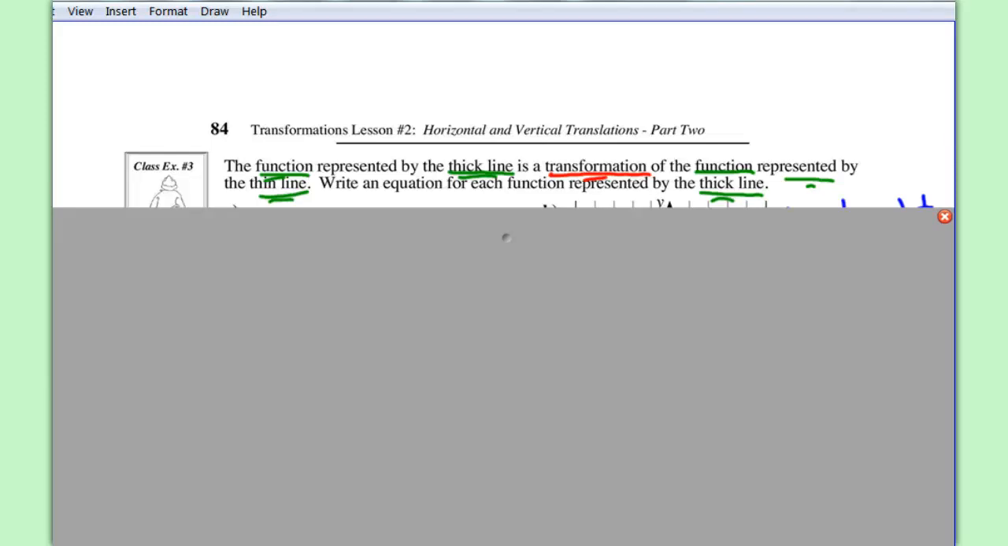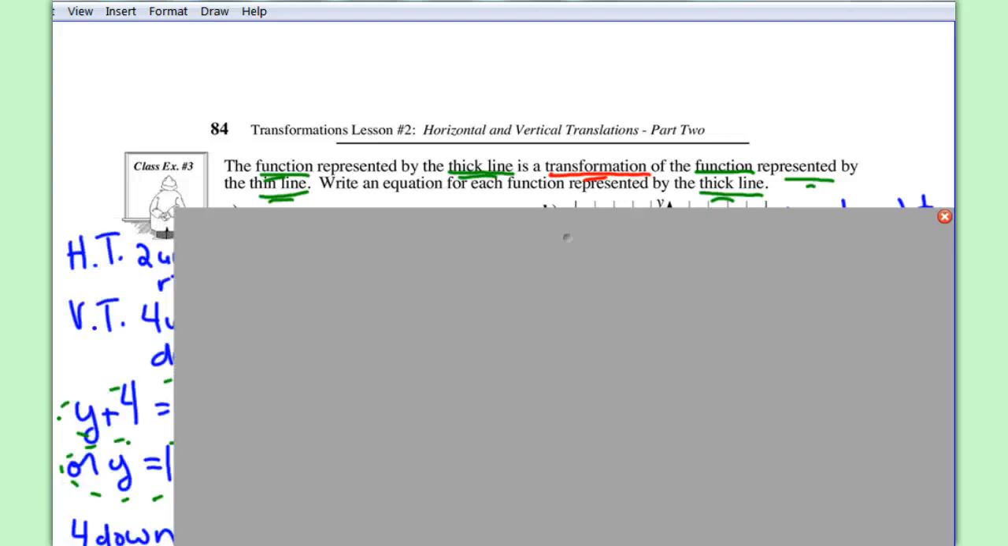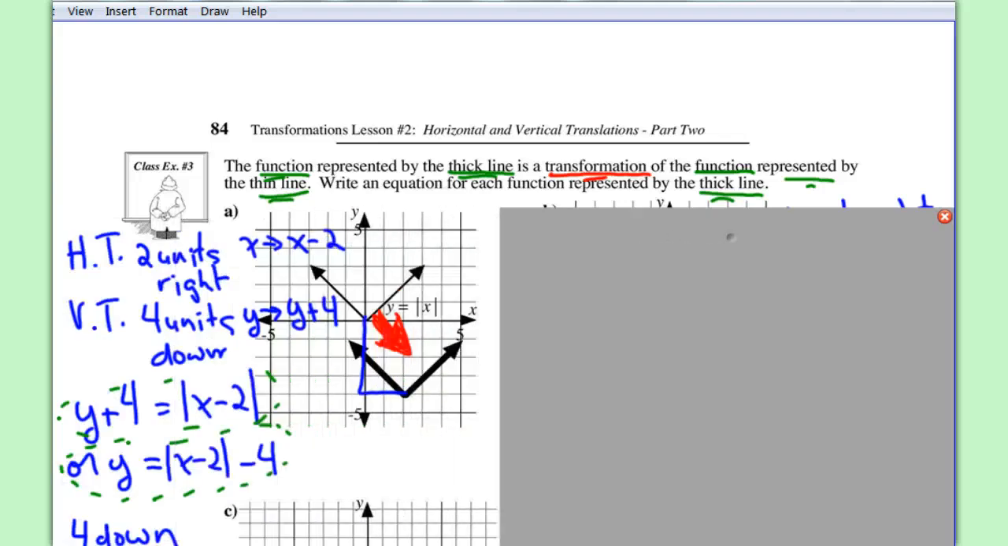So for example, in the first one, right? If I just do the first one with you, okay, horizontal translation. Well, what happened there?